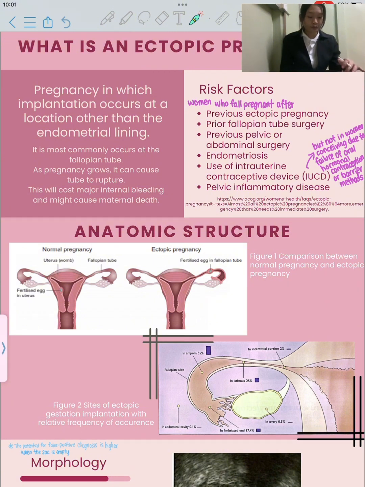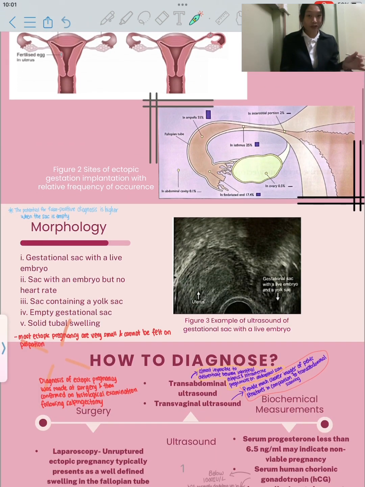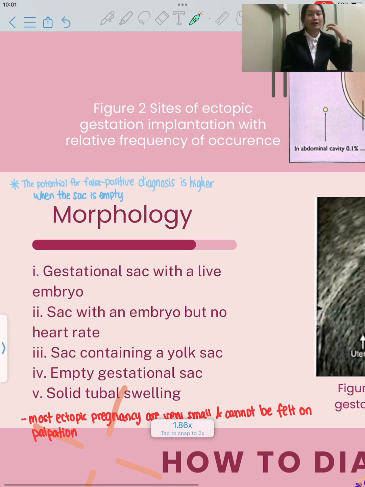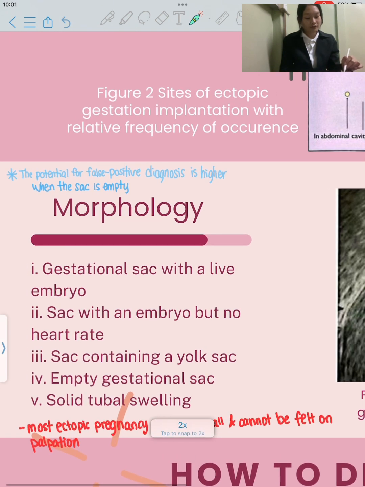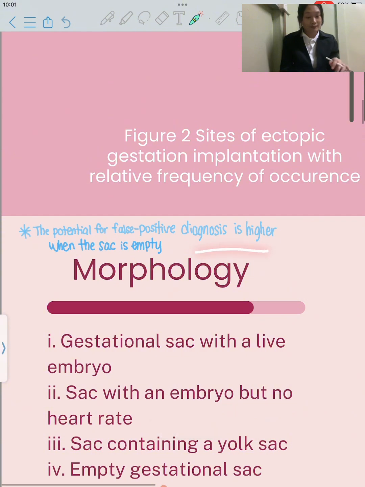Next, we move on to the morphology. What kinds of ectopic pregnancy are there? We have five types of it here. The first one is a gestational sac with a live embryo. The second one is a sac with an embryo but no heart rate. The third one is a sac containing a yolk sac, the fourth one is an empty gestational sac, and the fifth one is solid tubal swelling. The potential for false positive diagnosis is higher when the sac is empty.